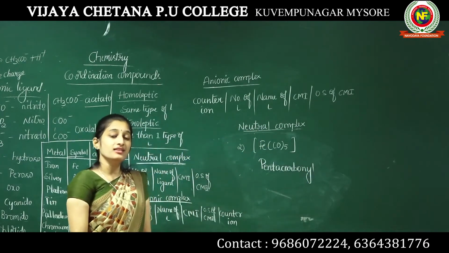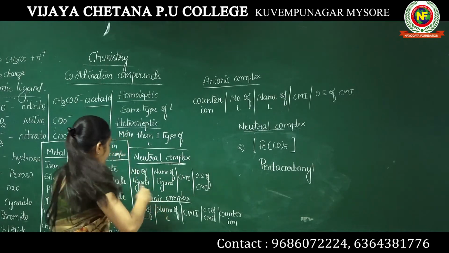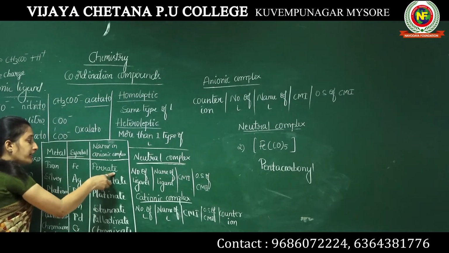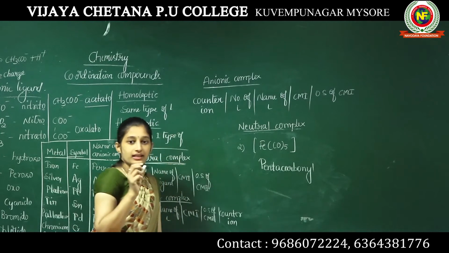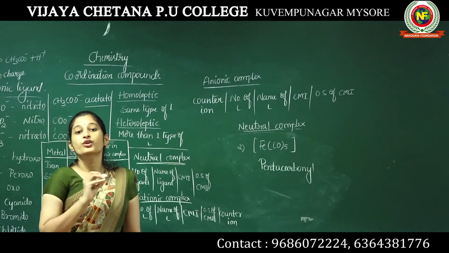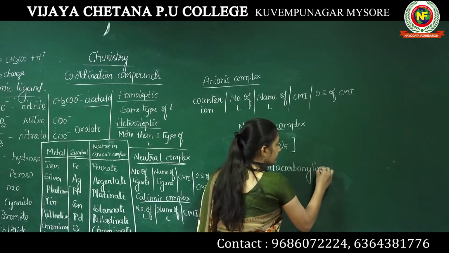What is the name of the central metal atom? Here the central metal atom is iron, Fe. But you are not supposed to write ferrate. Since this one is a neutral complex, you should write iron only. You should not write ferrate. So, iron.